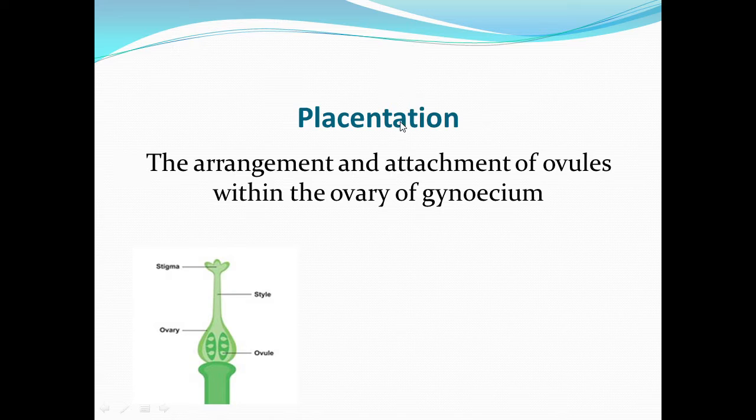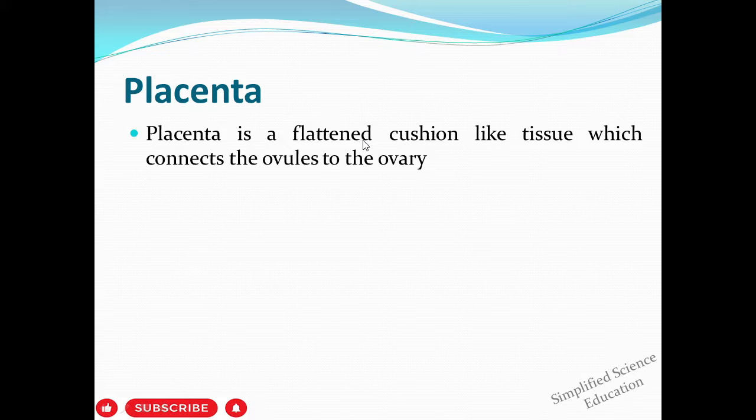So first of all, what is placentation? The arrangement and attachment of ovules within the ovary of gynoecium is called placentation. As you know, gynoecium is divided into three parts: stigma, style and ovary, and ovules are present within the ovary and are attached with the help of placenta. The arrangement of ovules, how they are arranged within the ovary, is all related to placentation. Placenta is a flattened cushion-like tissue which connects the ovules within the ovary of gynoecium.